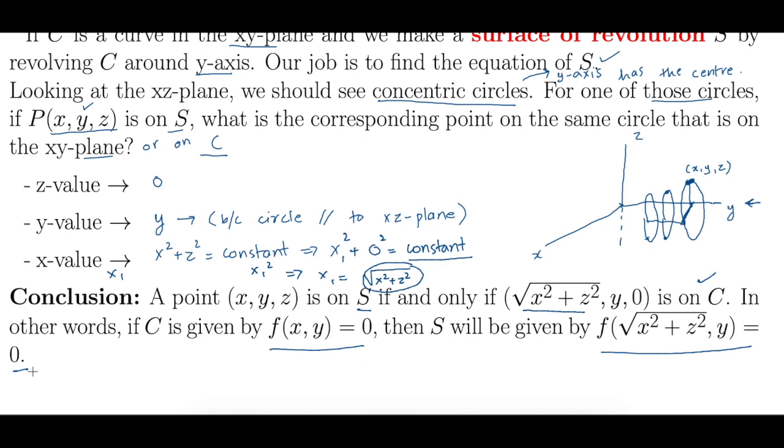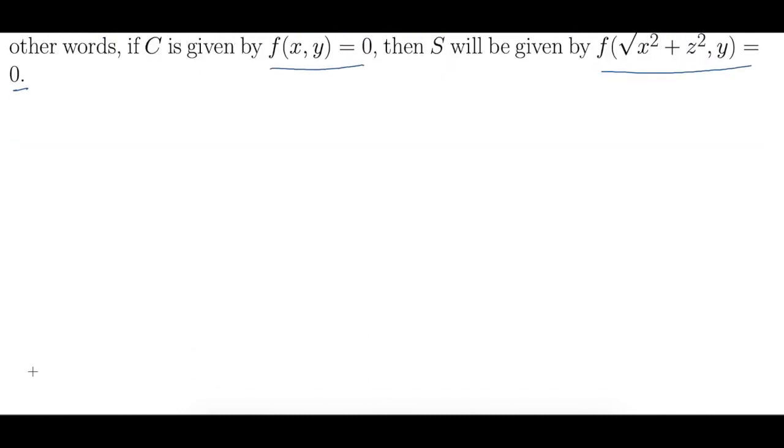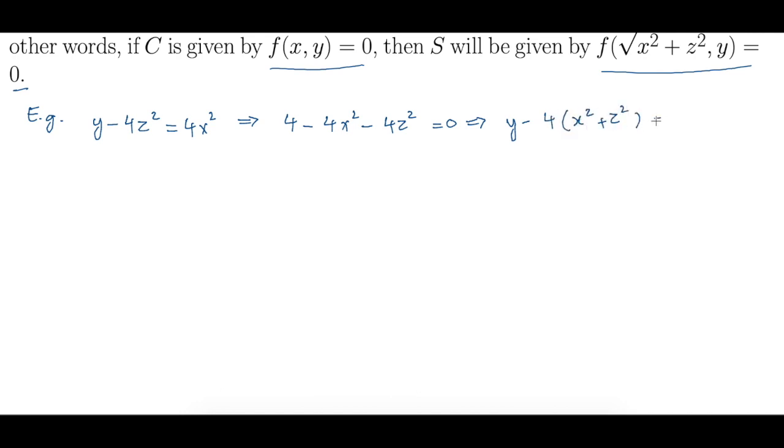So let's now do two kinds of examples. The first kind is to identify what kind of surface of revolution an equation represents. For example, we have y minus 4z squared is equal to 4x squared. This means I can write it as y minus 4x squared minus 4z squared is equal to 0, which is y minus 4 times (x squared plus z squared) is equal to 0.